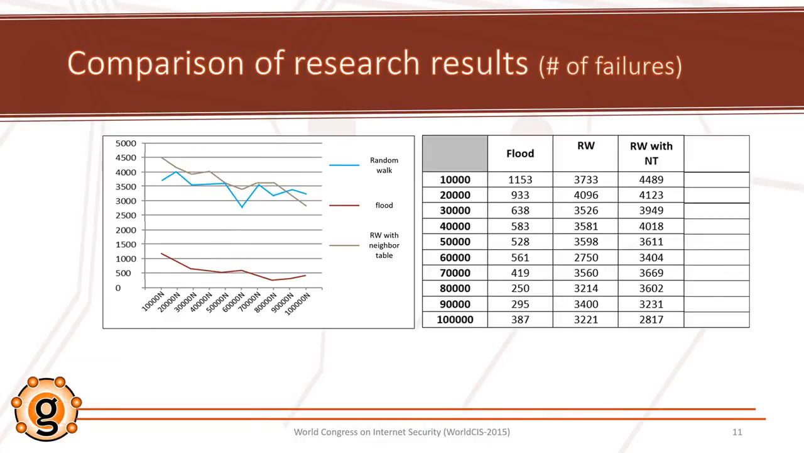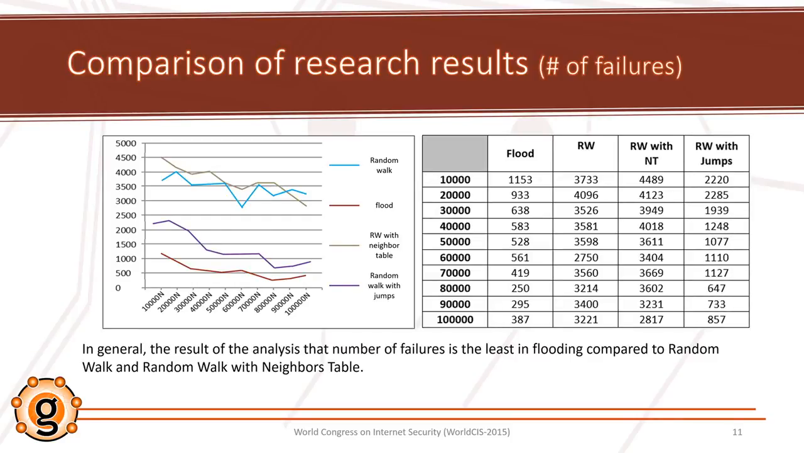Here is the comparison of those 3 methods and our new method. The result of the analysis is that the number of failures is the least in flooding compared to random walk and random walk with neighbors table. But random walk with jumps does well.